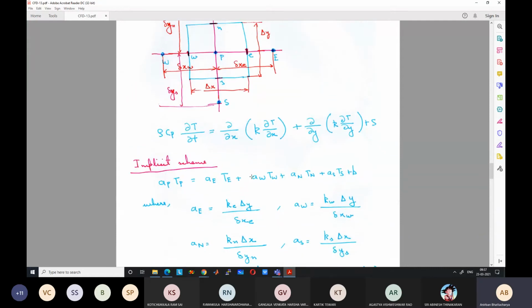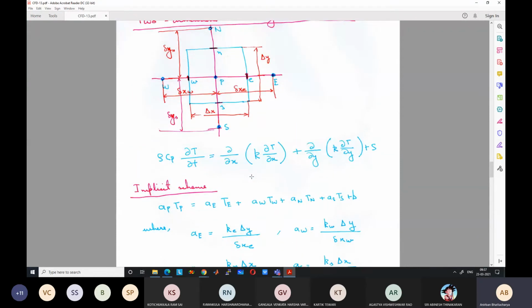The only difference will be that A now has the delta y terms, because the flux is now different. Say the flux along the east face was previously Ke by delta Xc into T minus Tp. Now it has become K by delta Xc, Tp minus T, into this length, this height, into the delta y.